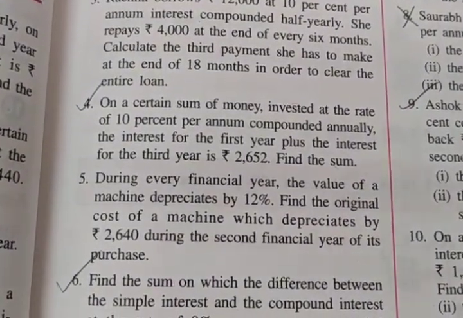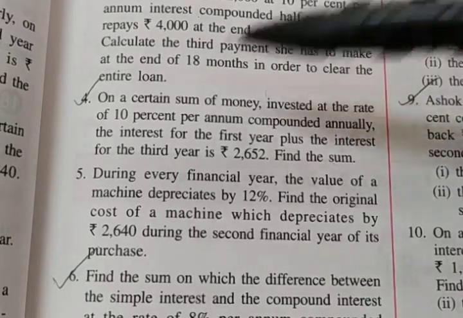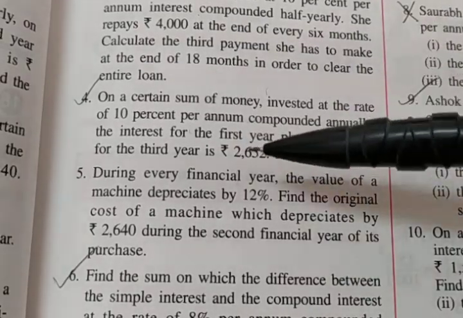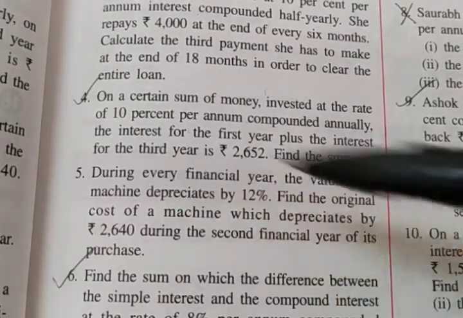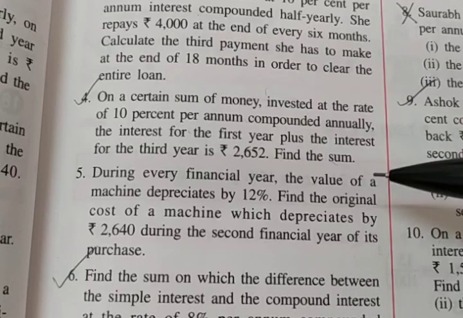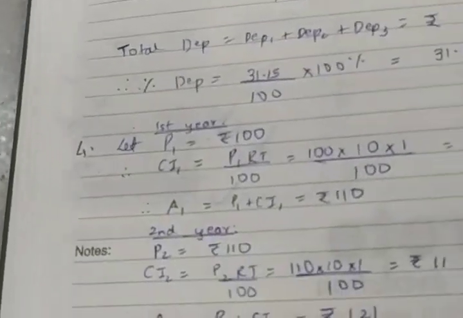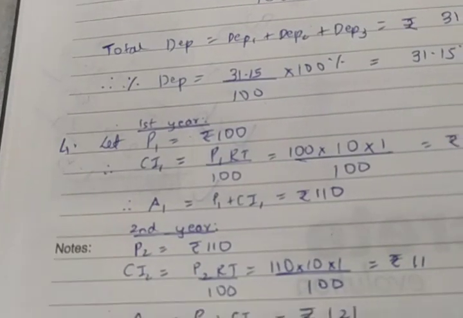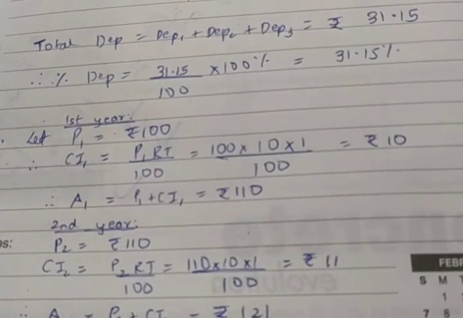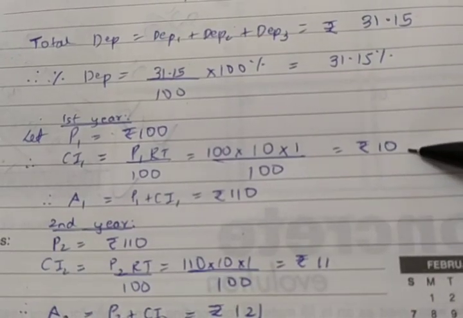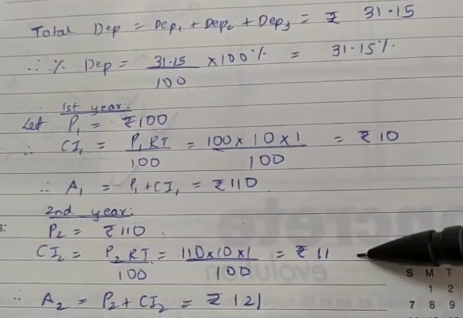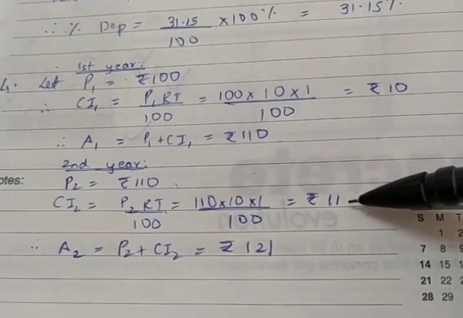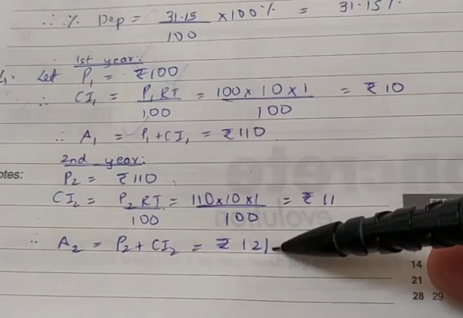Now in the fourth sum, the principal is not given, the rate is given, and they have given us the total compound interest of the first year and of the third year. So we'll assume the principal to be rupees 100, and then we'll calculate the compound interest as 10. For the second year, the amount becomes the principal. Calculate the compound interest as 11. So the amount at the end of the second year is 121.